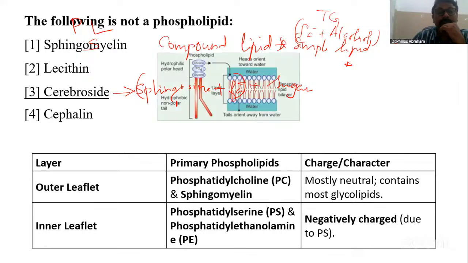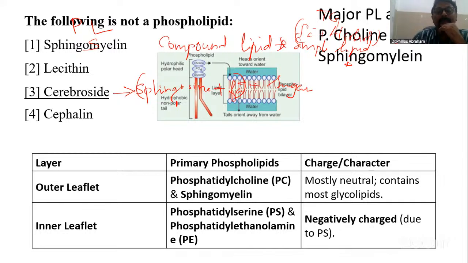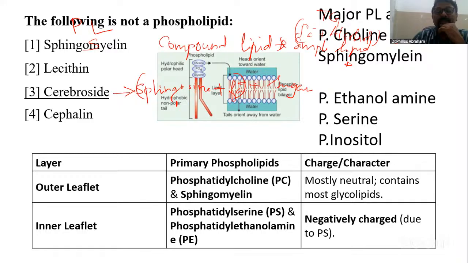This is the structure of our phospholipid bilayer. The outer layer contains phosphatidylcholine and sphingomyelin, and ethanolamine, phosphatidylserine, and phosphatidylinositol at the inner layer.